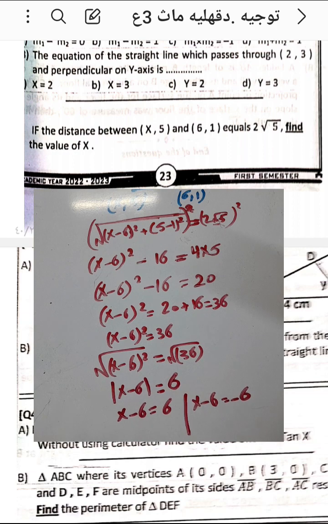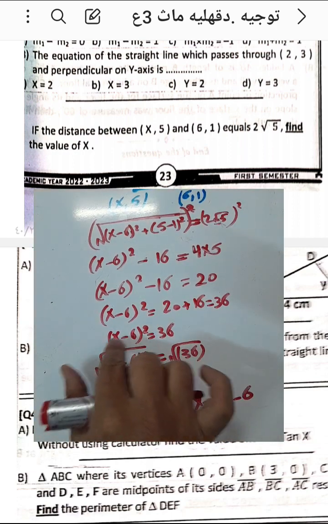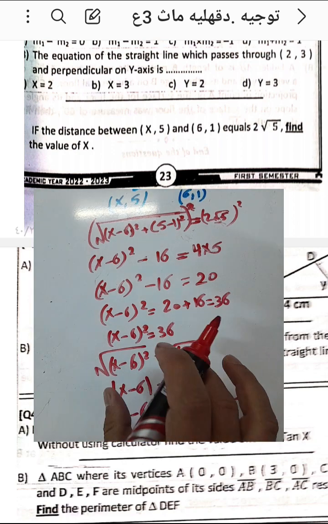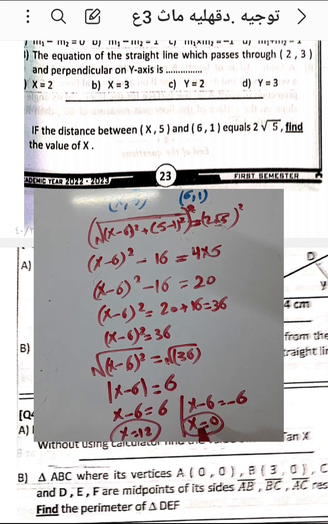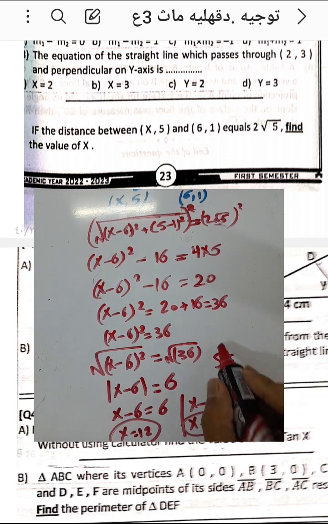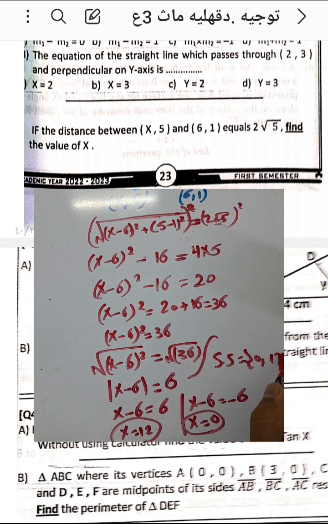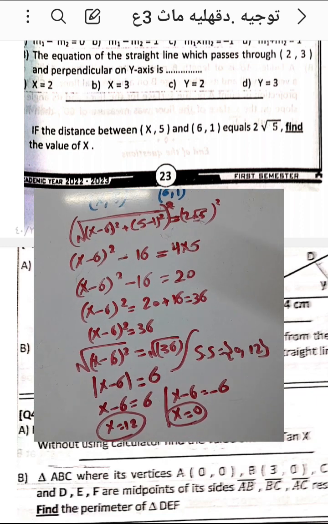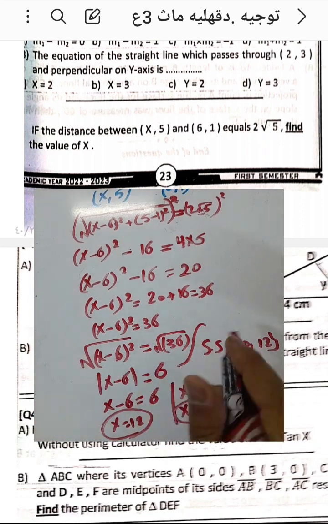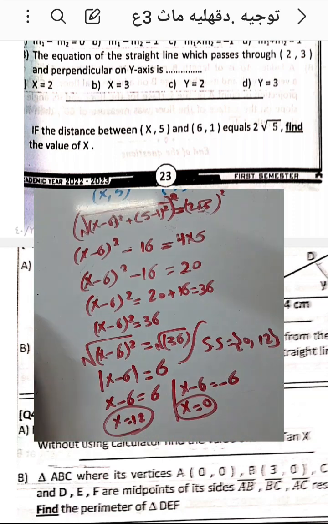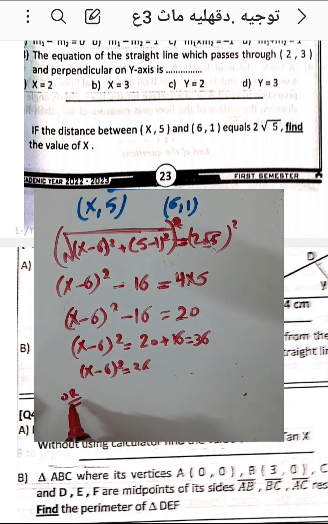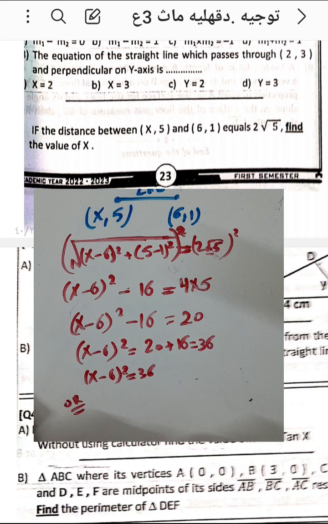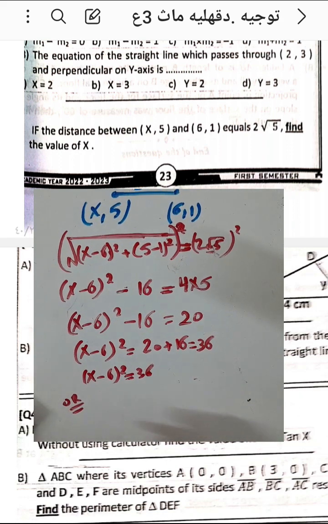Understood? We have two solutions for this example. Or you can find this in the simplest form by factorizing the result. You can use whichever method you like. Then x will be 12, because 12 minus 6 equals 6, or x equals 0, because 0 minus 6 equals negative 6. Then the solution set will be 0 and 12. Or you can solve this example by another method. I will solve it by another method. We can write here (x minus 6) power 2, it will be x power 2.